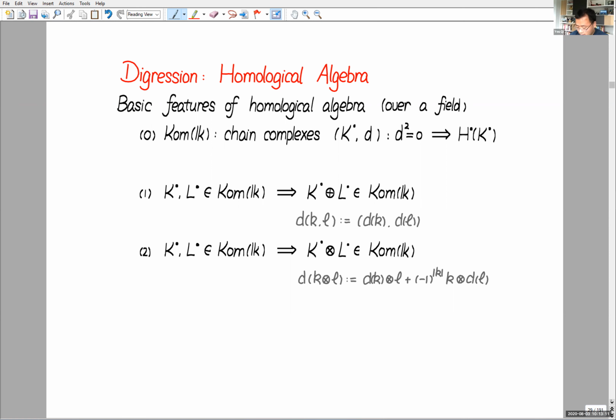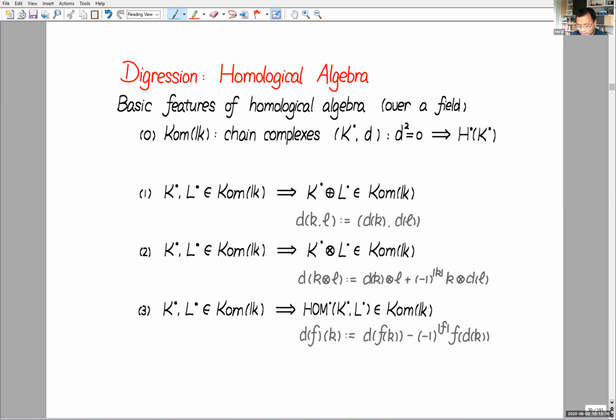So even less obvious, not really emphasized enough, is the fact that there is another construction in homological algebra: inner Hom. This is the chain complex Hom between two graded chain complexes. If you have two chain complexes, K and L, you take the direct sum of all homogeneous homomorphisms between K and L. So Hom dot is graded by those maps that raise the degree of K dot by the corresponding degree. So it's a graded Hom space.